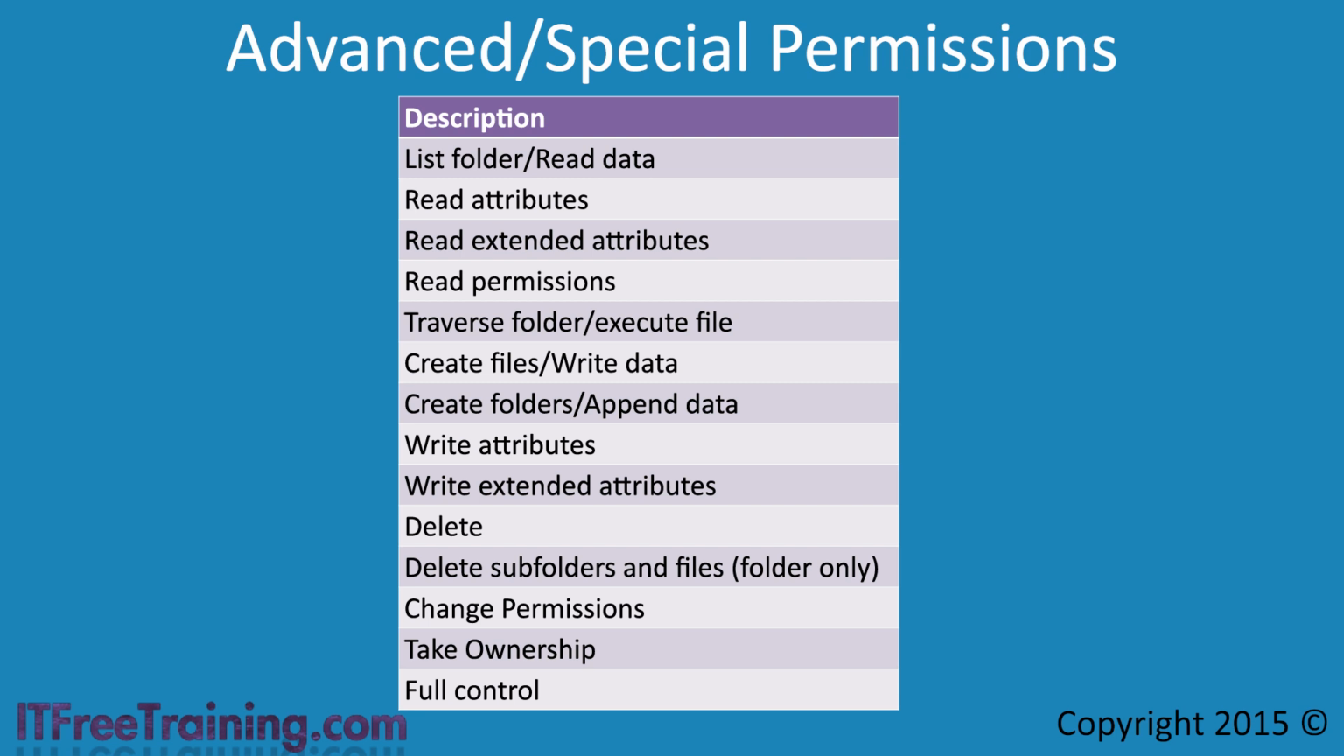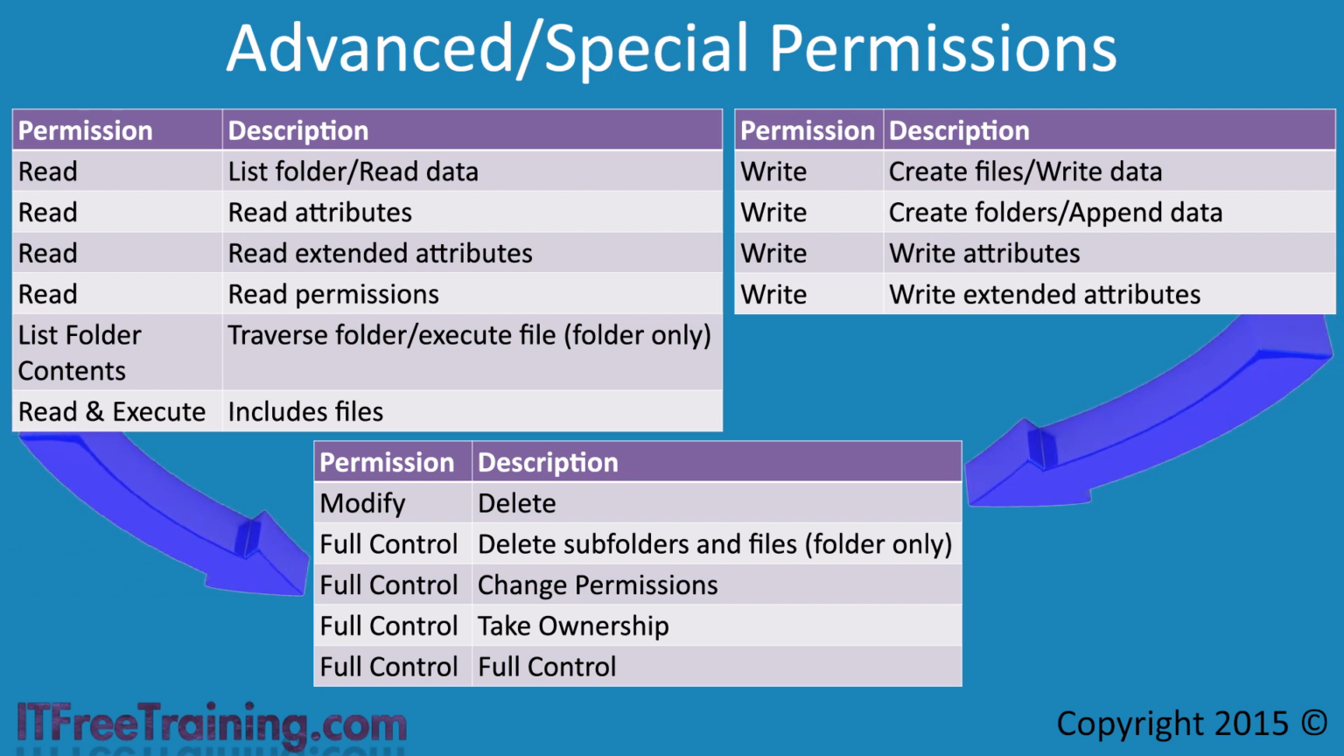In most cases, the 6 basic permissions will be enough for the average administrator. In some cases, the administrator may need additional control over permissions. When this is the case, they may need to configure advanced permissions. The 6 basic permissions map to the 14 advanced permissions. As you can see, when you select the read permission, you are in fact selecting 4 advanced permissions. These are list folder read data, read attributes, read extended attributes, and read permissions.